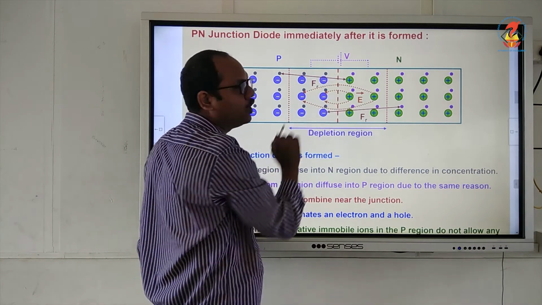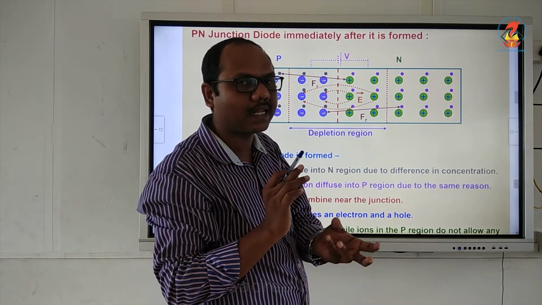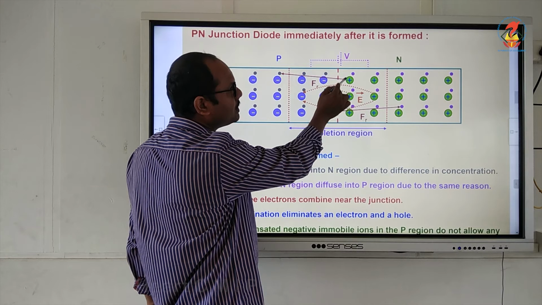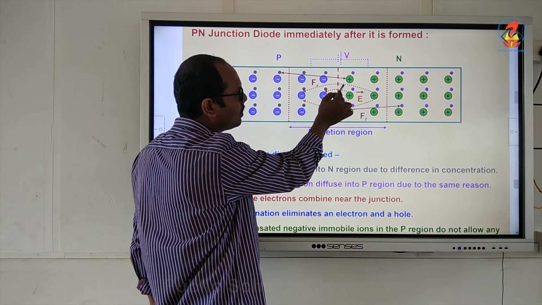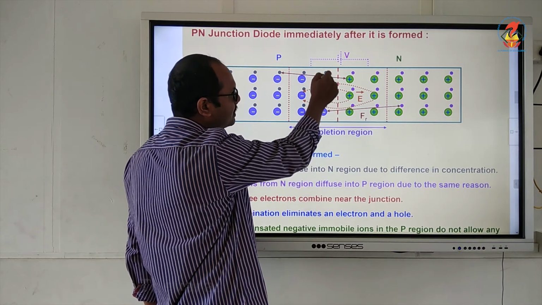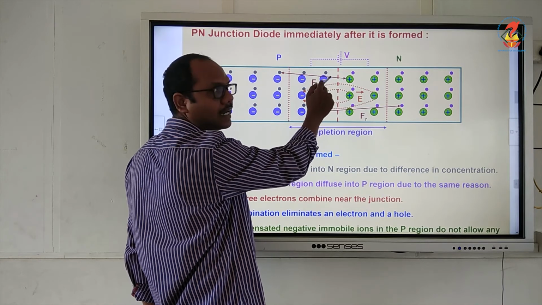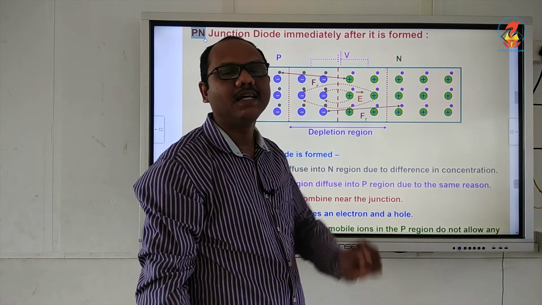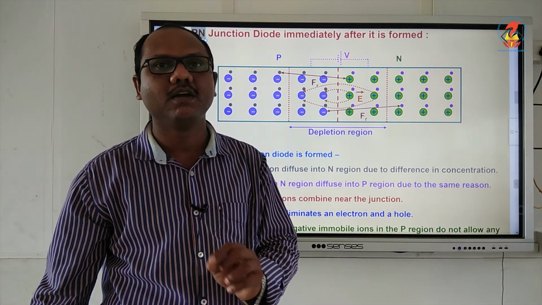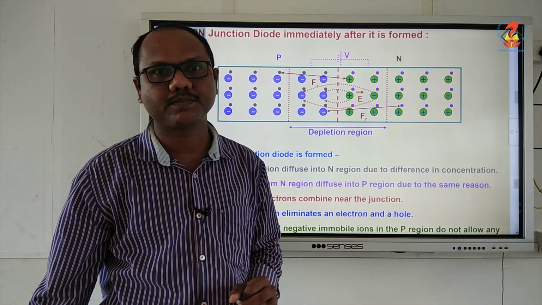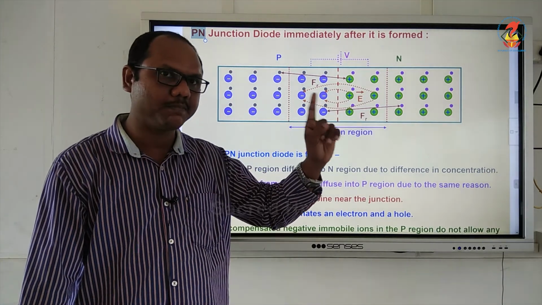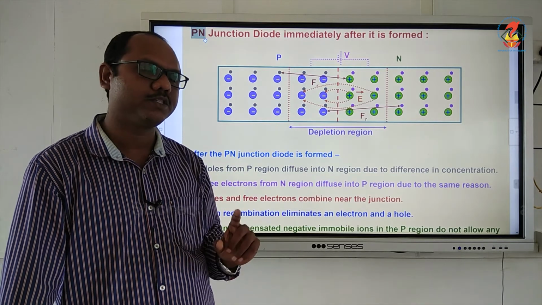Okay. So due to the intrinsic electric field created, the holes just closer to the junction on the N side will drift towards P. Similarly, electrons just on the P side of the junction will drift towards N. That drifting of free electrons and holes will create a current which is called drift current. Initially, diffusion takes place first, drift takes place second.